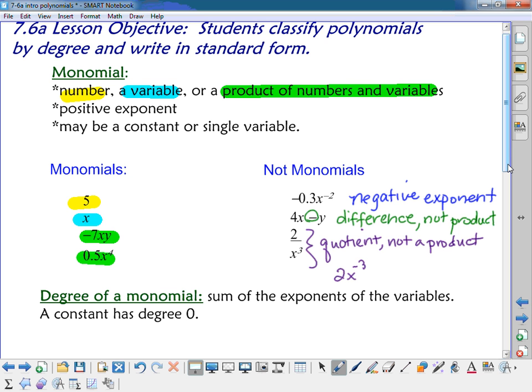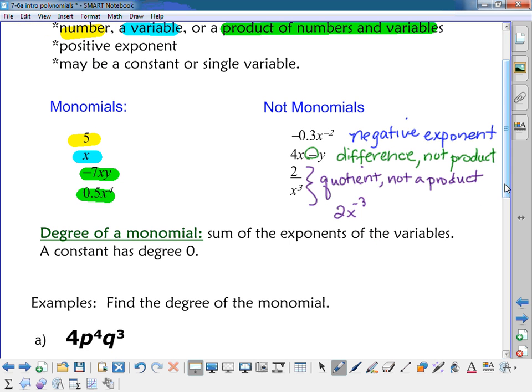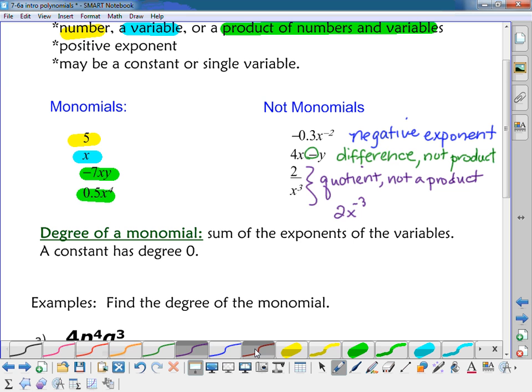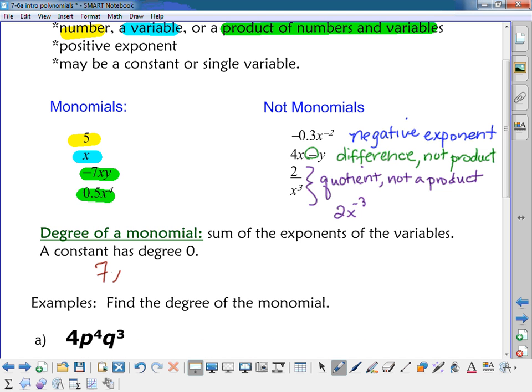The degree of a monomial is the sum of the exponents of the variables. And a constant has a degree of 0. The reason a constant has a degree of 0 is because we assume that it's being multiplied by x to the 0 power. What is x to the 0 power? Anything to the 0 power equals 1. So that would just be 7 times 1, right? So anytime you just have a constant, which is just a number, then the degree is equal to 0, because we just imagine that there's a variable with a 0 power there.